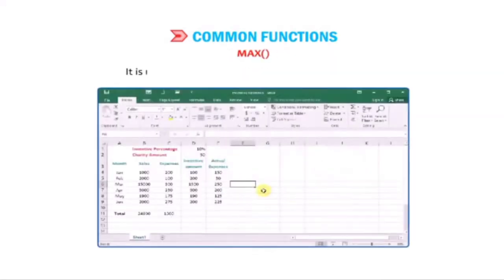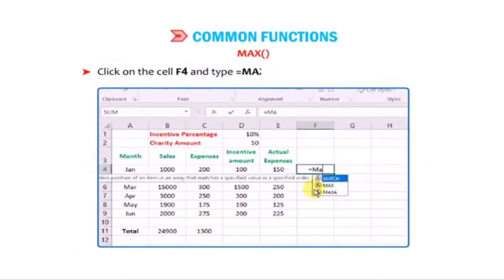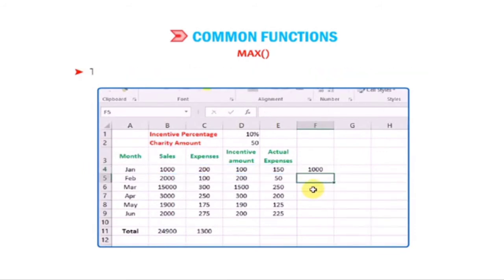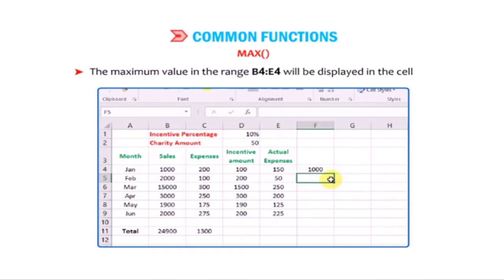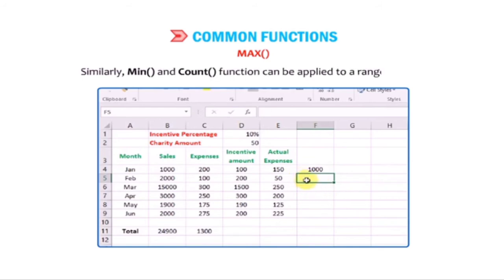Maximum. It is used to find the largest value in the given range. Click on the cell F4 and type =MAX(B4:E4) and press the Enter key. The maximum value in the range B4 to E4 will be displayed in the cell F4. Similarly, the MIN and COUNT functions can be applied to a range of cells.